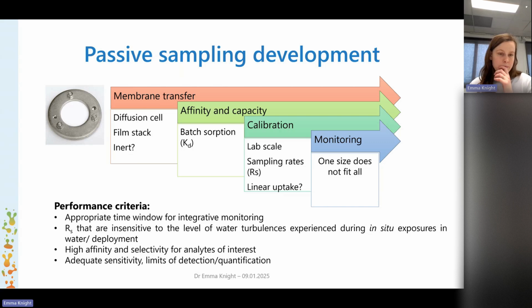So in terms of membrane transfer, what we did was a diffusion cell with a stainless steel mesh. And we've done that diffusion cell experiment. We've done affinity and capacity. So we've looked at the HLB discs that we're interested in. And then we're showing a bit more of the calibration and the monitoring today.